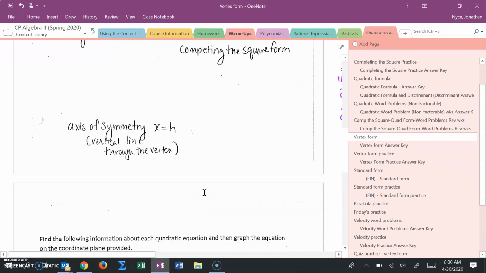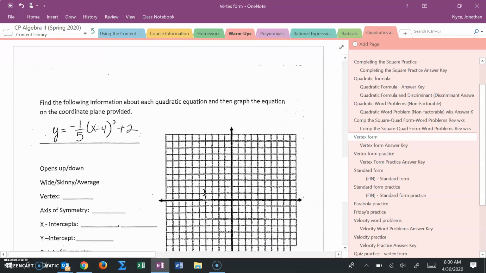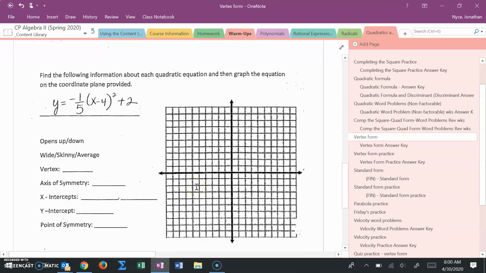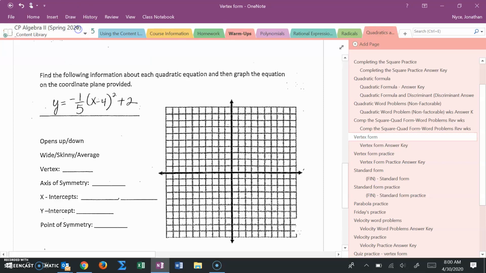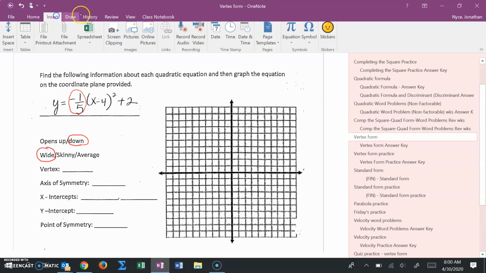So in the last video we did the first problem. We'll take some time and go over the second problem in this video. So if we have y equals negative 1/5 times a quantity x minus 4 squared plus 2, we know from the a value, with it being negative, that this parabola is going to open down. We also know, since the absolute value of a is less than 1, this is going to be wide. Remember, the smaller a is, the wider it gets. The bigger a is, the skinnier it gets.